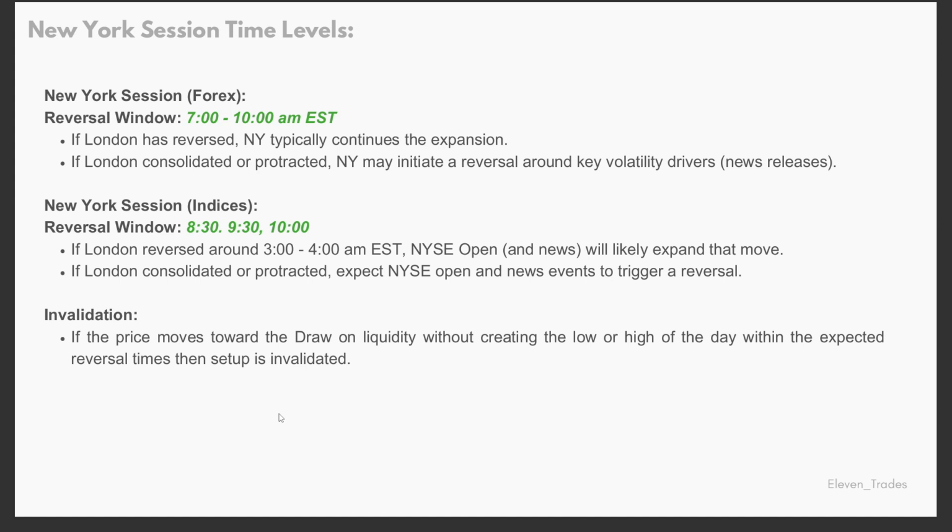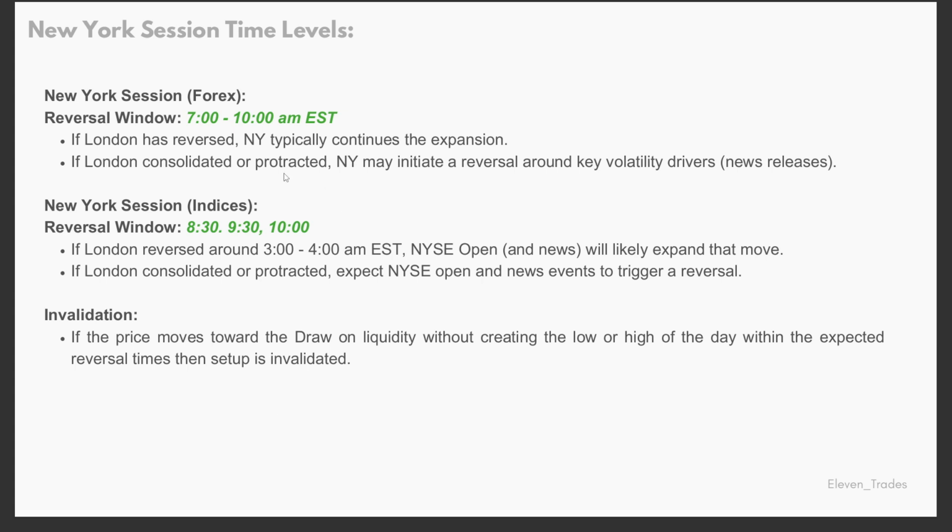Now for the New York session, what are the important time levels? New York session for Forex, the reversal window is from 7 a.m. EST to 10 a.m. EST. If the London has already reversed, then New York will continue the expansion. If the London is consolidated, then New York will do the reversal and then expansion on specific times, which could be a volatility driver at 8:30 a.m.